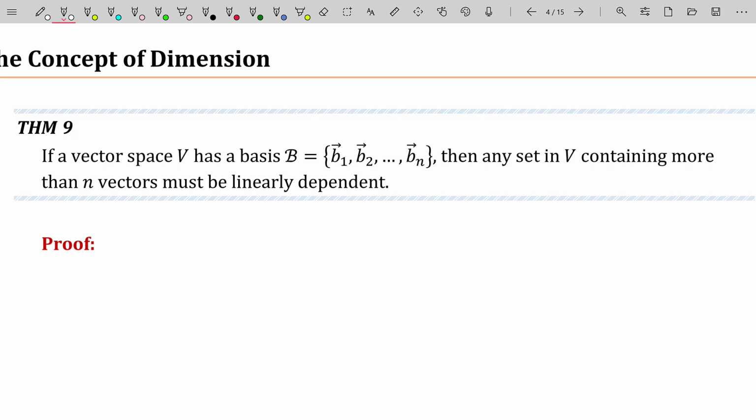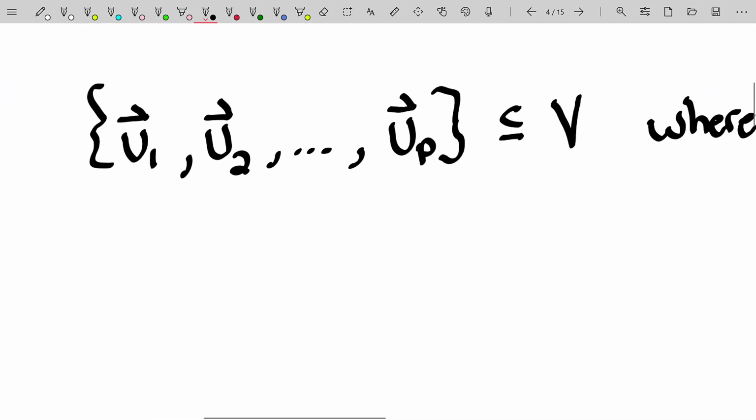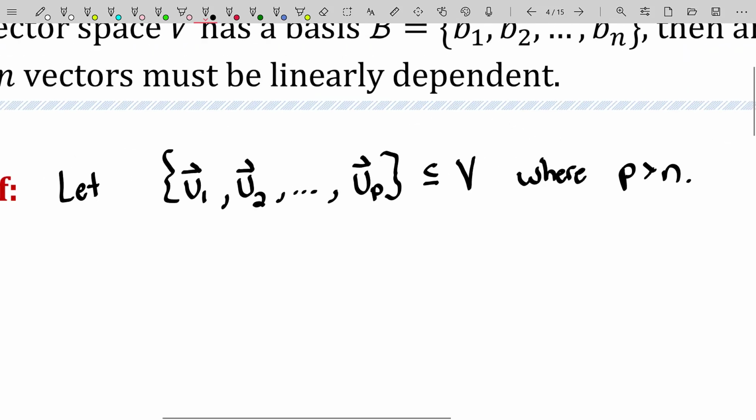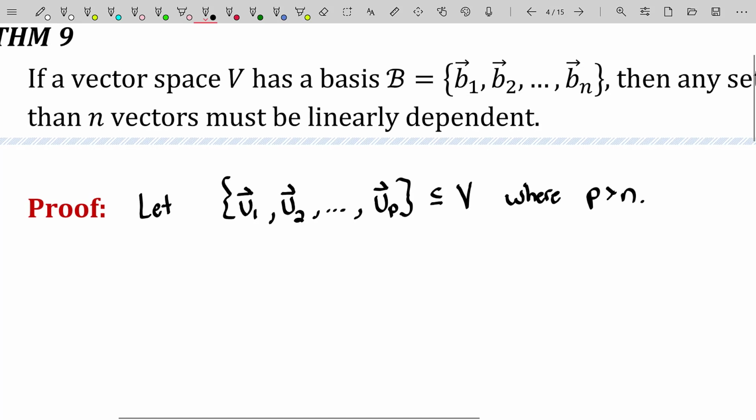To prove this, we're going to grab n plus 1 vectors, or better yet, we'll just grab a number of vectors greater than n from our vector space V. And that's what I state right here. We have a set of vectors, u1 through up, and that set of vectors is a subset of our vector space V. Not a subspace, but a subset of our vector space V. And the number of those vectors is greater than n, where n is the number of vectors in the basis for the vector space V.